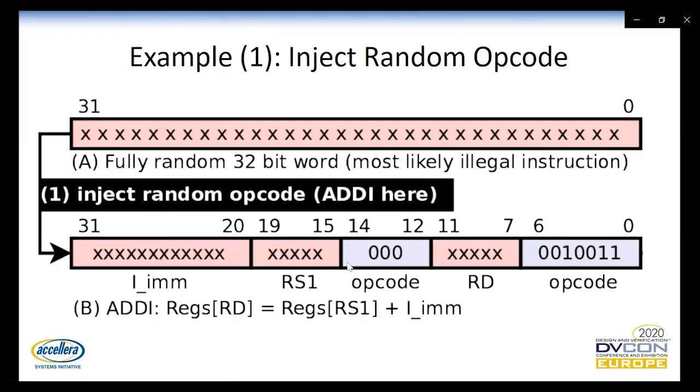Also extremely important to ensure that a large set of legal instructions is considered, because as I said before, pure randomization tends to generate illegal instructions due to the significantly larger state space of illegal instructions. You can see an example on this slide, starting with the fully randomized 32-bit instruction as shown on the top. The opcode is injected, resulting in the randomized instruction shown at the bottom. So the immediate and destination registers stay random, but the instruction becomes a valid instruction.